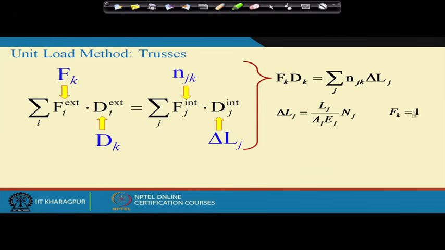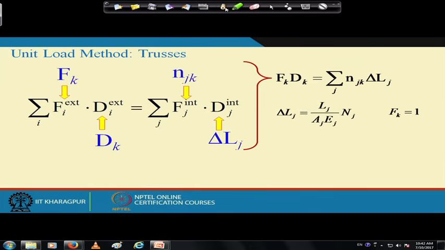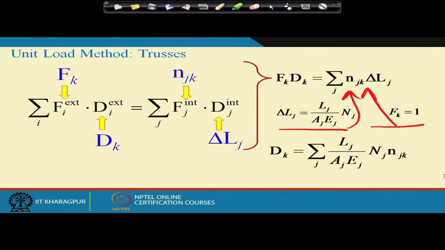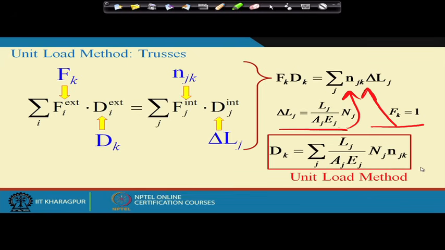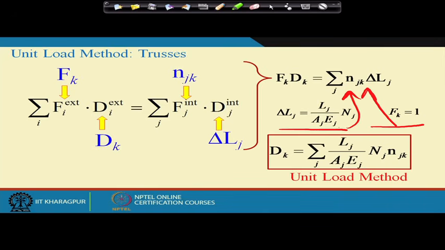If you give Fk equal to 1 and substitute this and this both in this equation, then what we get is dk equal to this. So, this is the unit load method. Why is it called the unit load method? Because the virtual force that you are applying is a unit force. Now, what does the unit load method say?